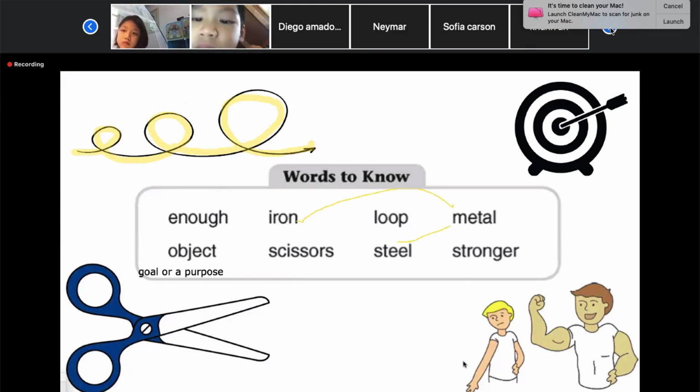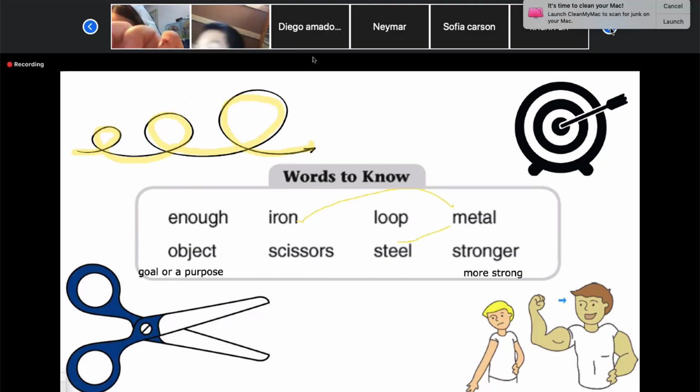Okay. Stronger. Let's look at our picture over here in the bottom corner. Goku, are you there? Yes. Which man is stronger, the man with the brown hair or the blonde hair? Stronger means more strong. The man with the brown hair is stronger. He is more strong because we can see his big muscles. All right, good job.